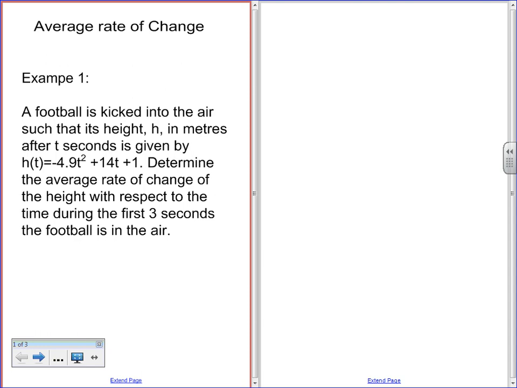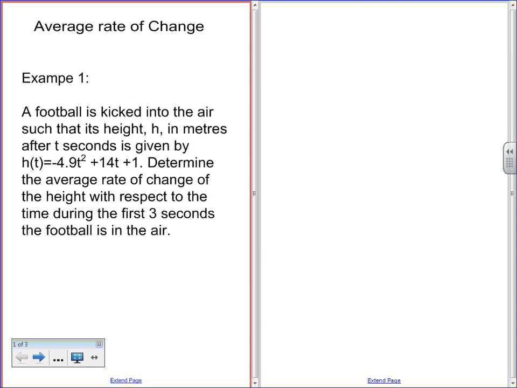Okay. So the first example to illustrate the average rate of change: a football is kicked into the air such that its height, h in meters after t seconds, is given by the function h of t is equal to negative 4.9 t squared plus 14t plus 1. So what that means is if I want to figure out the height of the football at any time, say at 5 seconds, I would put 5 in for t, and that would give me the height of the football.